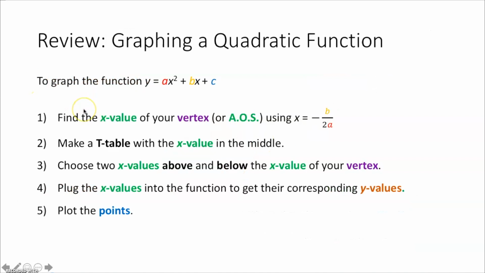In order to graph, your first step is to find the x value of the vertex or axis of symmetry using x equals -b over 2a. Once you've done that, you're going to make a t-table with the x value in the middle. You choose 2 x values, 2 above that x value of the vertex and 2 below. Then you're going to plug those x values into the function and get their corresponding y values. Lastly, you're going to plot the points. Super easy.